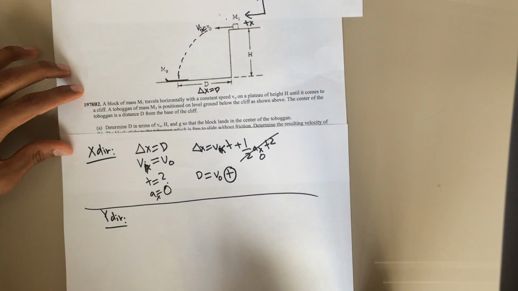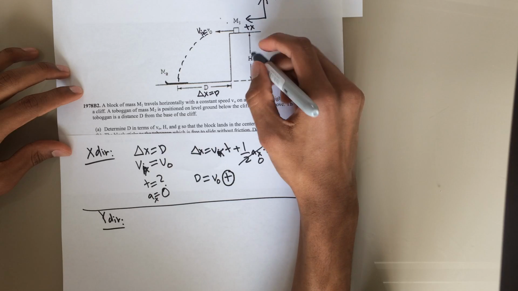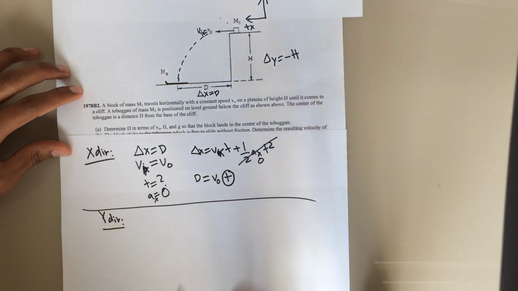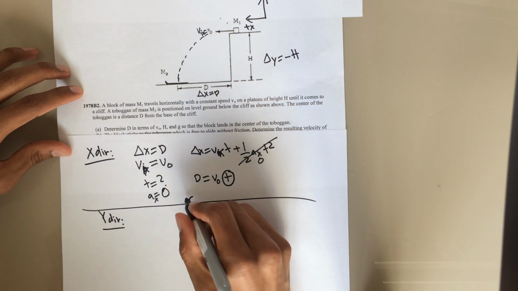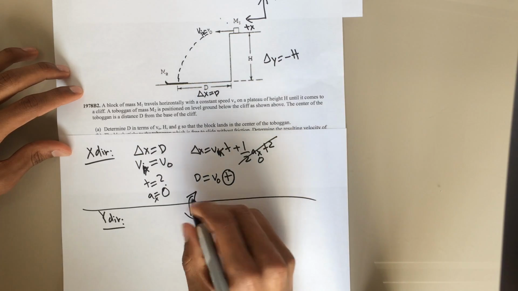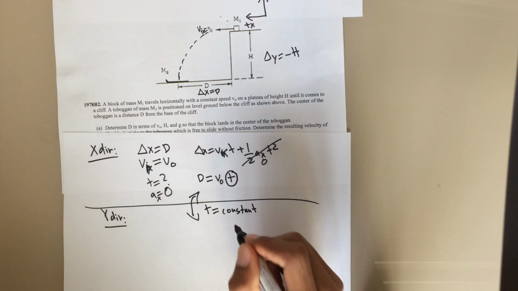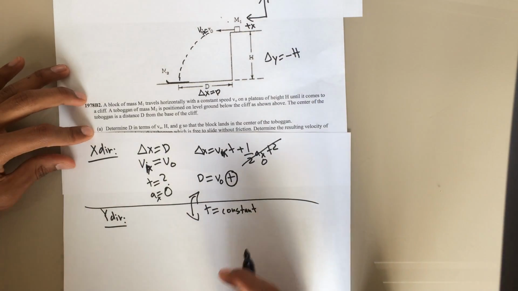So for the y direction, the block is actually going to be falling a distance of delta y equal to negative h. It'll be falling a distance of negative h, and the bridge between the x direction and y direction is time. You can't change the time for which a projectile moves, and the x and y situations will have the same time bridge across them.